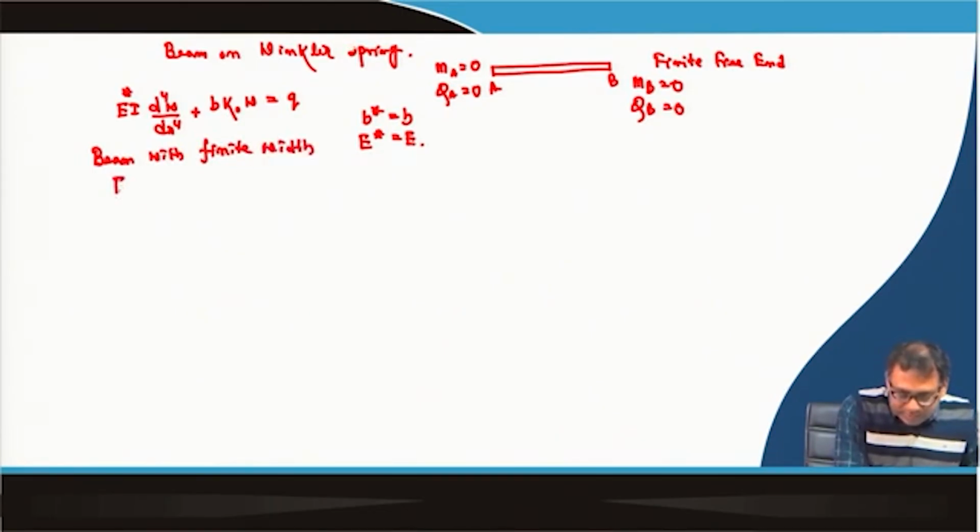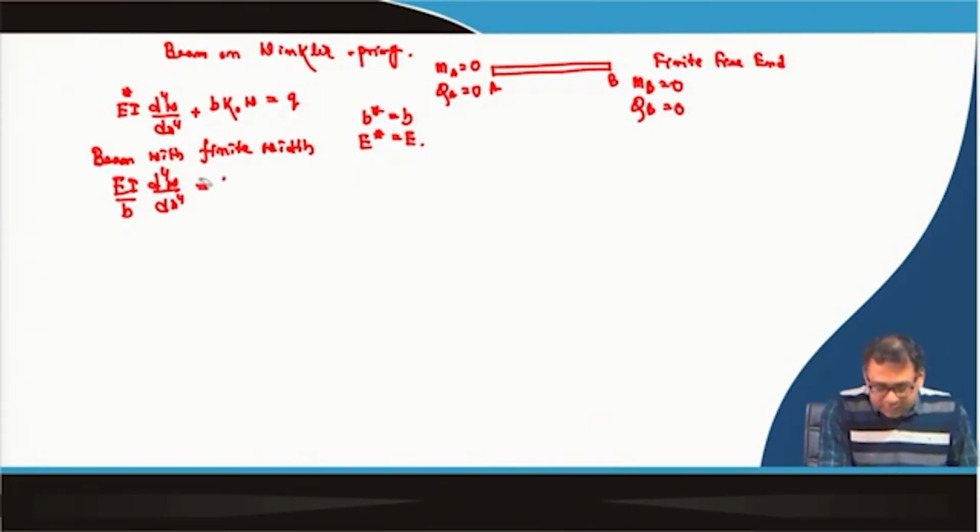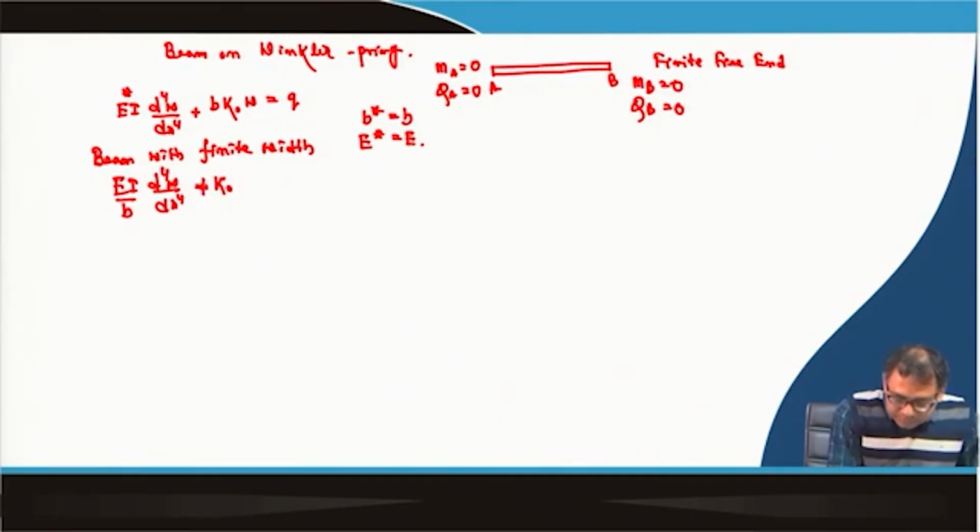So, I can write this as EI d4w/dx4, and this is your B, and this one is plus k0 W, that is equal to Q by B.